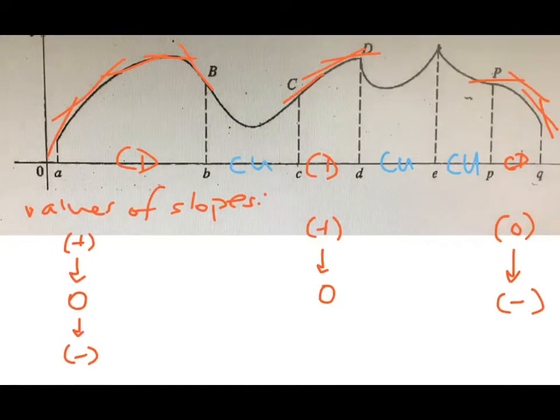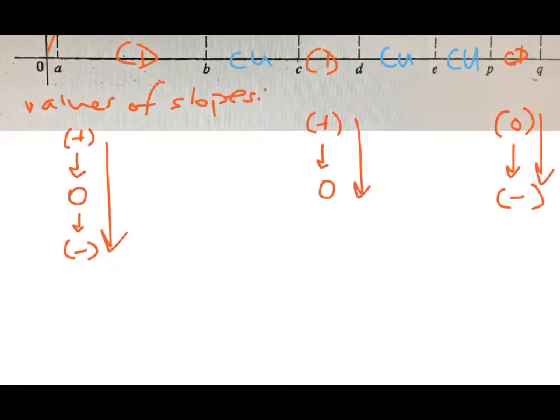Oh, you had a lot, then you lost, and now you're in debt. I don't want specifics for financials, but we would call those values what? Decreasing, right? These values are decreasing. From positive to 0 to negative, that's a decrease. From positive to 0, that's a decrease. From 0 to negative, that's a decrease. So the values of the slopes are decreasing.